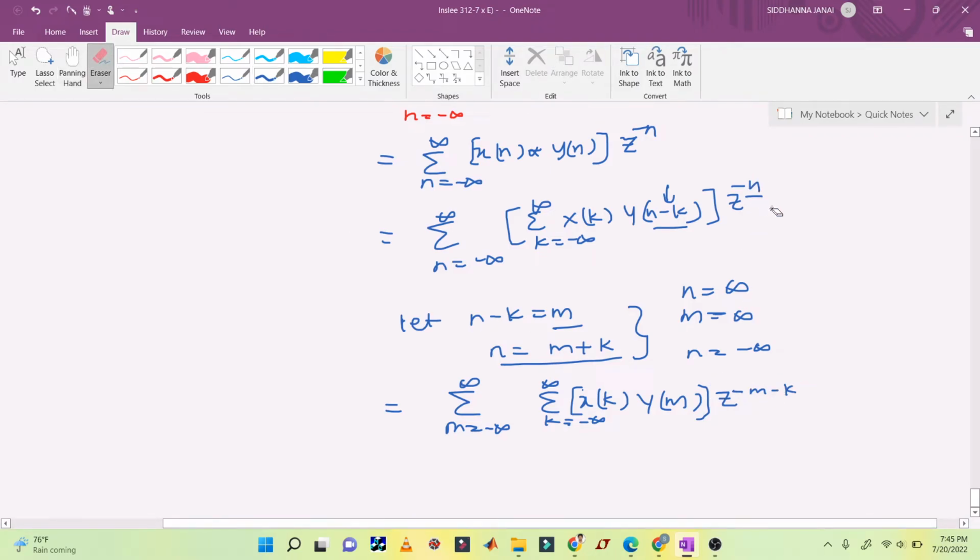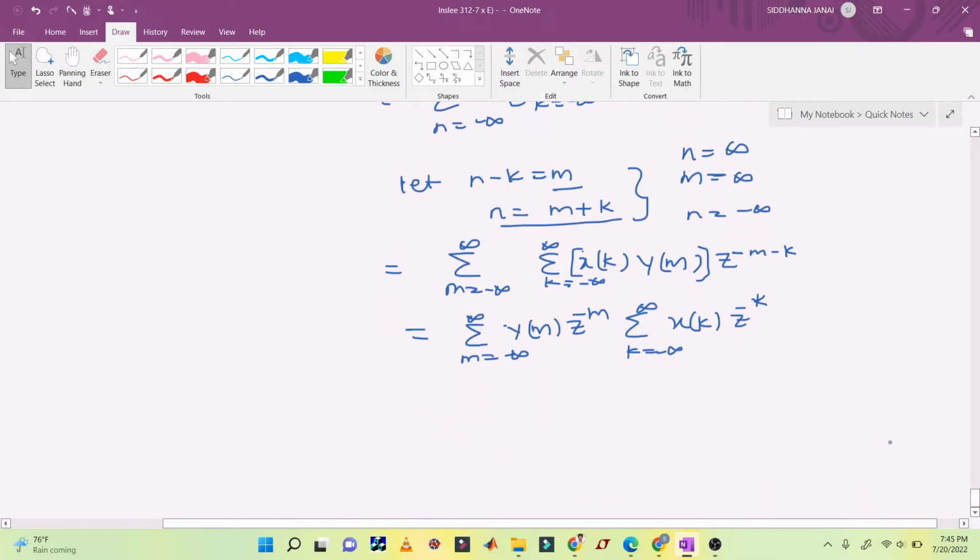Correct? n I have replaced with m plus k. So minus n is multiplied, minus m minus k. Now what we can rearrange and write is y of m z power minus m, summation k from minus infinity to plus infinity x of k z power minus k. Correct? So this order also I can interchange.